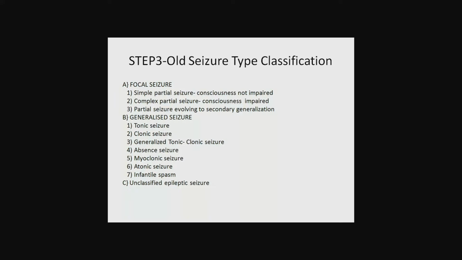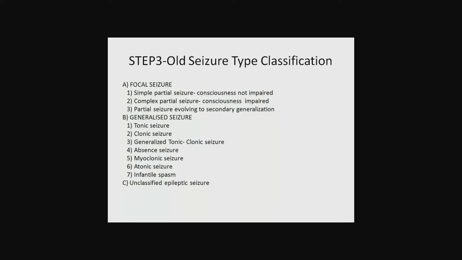Once you diagnose that it is not a seizure mimic, it is a seizure, then you have to classify it into whether it is a focal seizure, a generalized seizure, or an unclassified seizure. In the old classification, focal seizures were classified into simple partial seizures, complex partial seizures, or complex partial seizures evolving into secondary generalization.